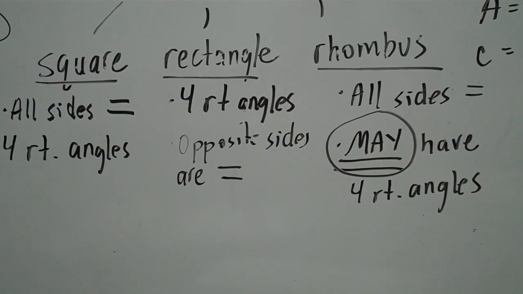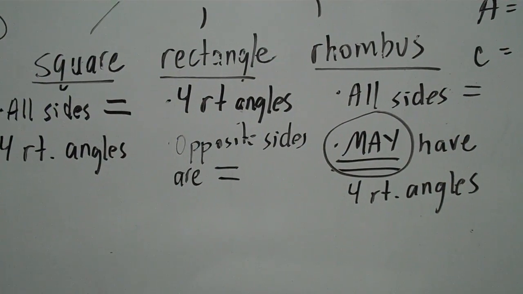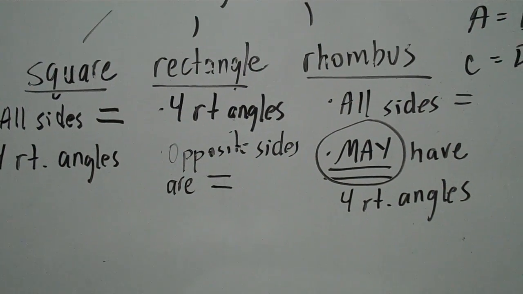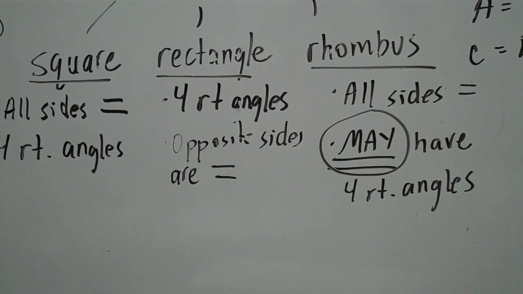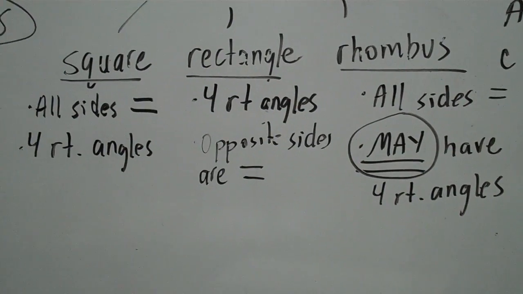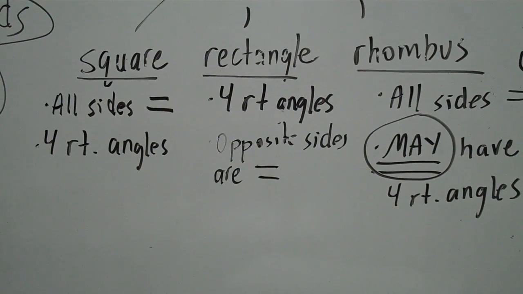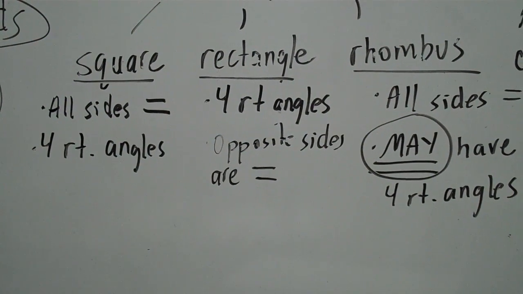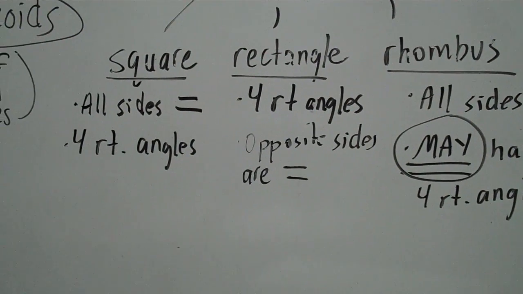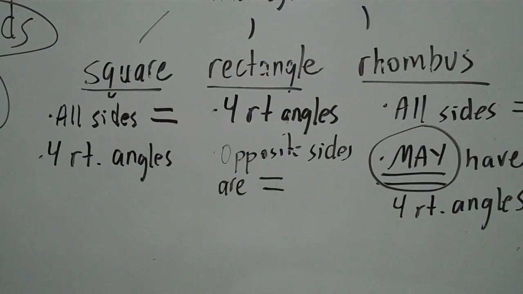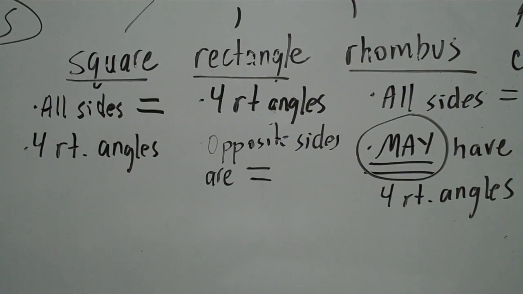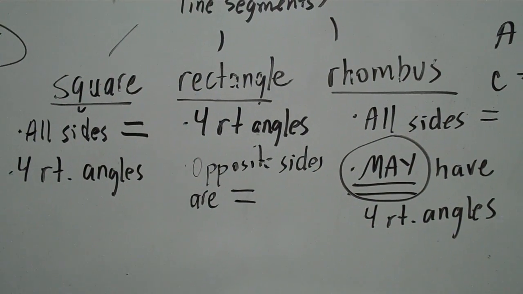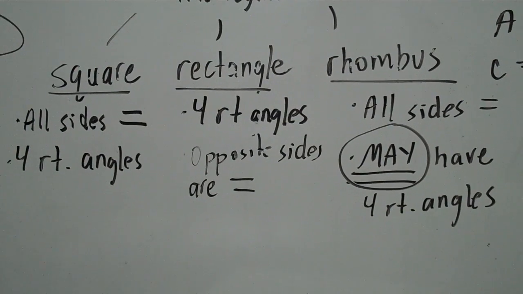So you could have a quadrilateral that is a parallelogram that has all equal sides, but it could have angles that are greater or less than right angles. Therefore, it's a rhombus and not a square. A rectangle, four right angles, opposite sides are equal. So a square is always a rectangle, but not all rectangles are squares. Just like a square is always a rhombus, but a rhombus is not always a square.